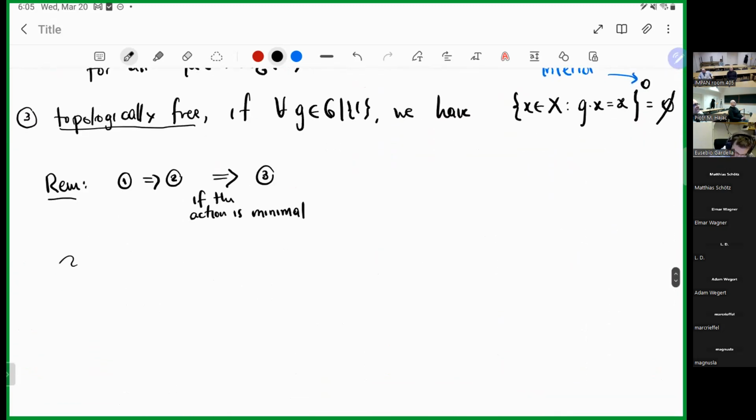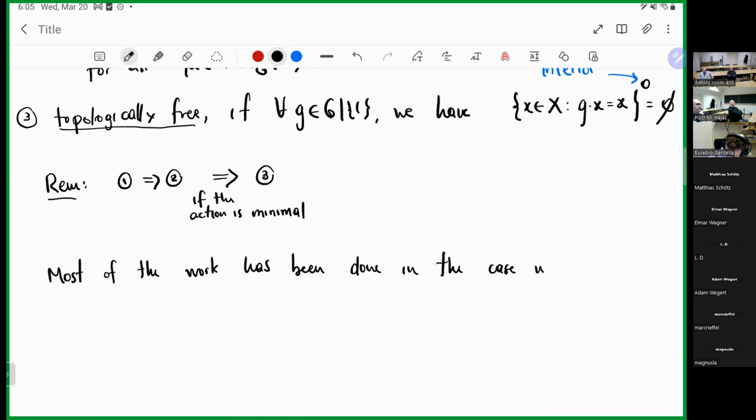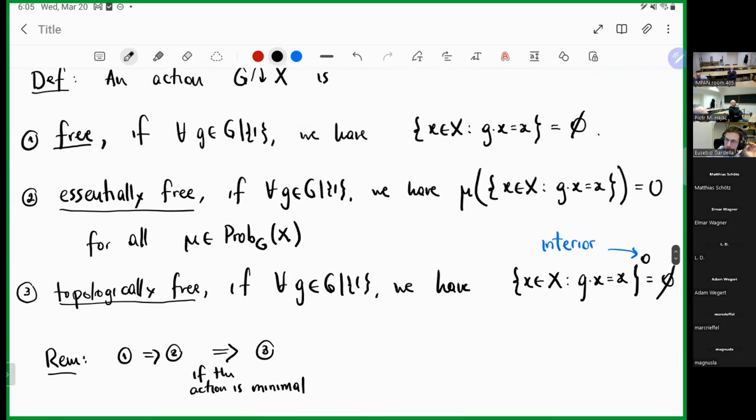So most of the work has been done in the case where G is amenable. And actually, even when the group is amenable, most of the work really has been done assuming freeness and not topological freeness.